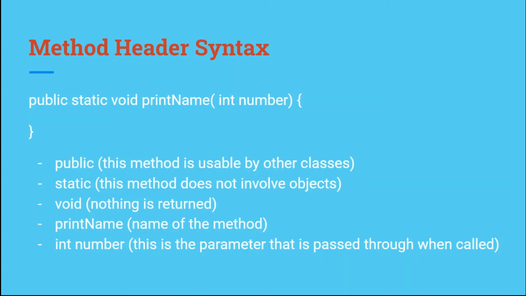The next thing is obviously the name of the method, and in this case we called it printName. And then in the parentheses after printName, that's where you put the parameters. So in this case it's int number. That's what's being passed through when you call the method. So if you said printName and then put 2 in parentheses, then when you run this method, 2 will be that number and it'll be used throughout the method.